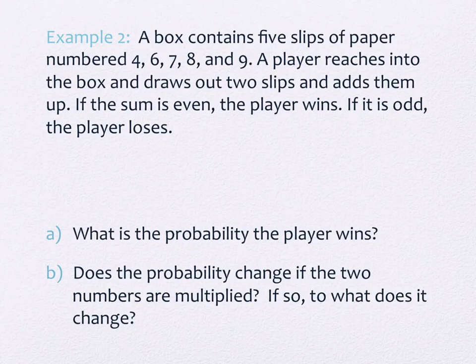A box contains 5 slips of paper, numbered 4, 6, 7, 8, and 9. A player reaches into the box and draws out 2 slips and adds them up. If the sum is even, the player wins. If the sum is odd, the player loses. Okay, so can you picture what's happening in this scenario? Okay. Now we could do a tree diagram.